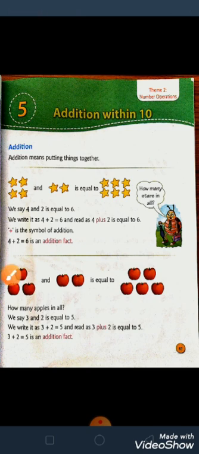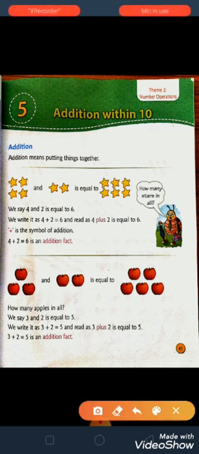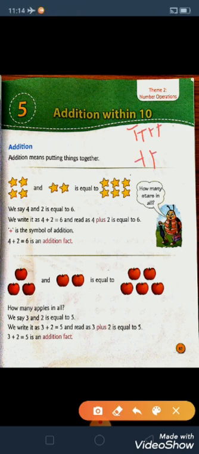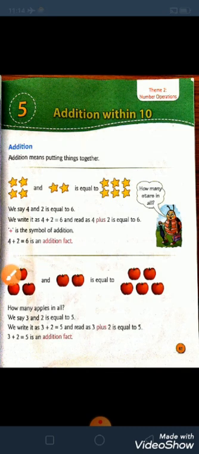All of you just do one thing. If you are feeling difficulty, you can cross lines here. Draw lines. 1, 2, 3, 4. 4 stars. After that 1, 2. Now we have to count 1, 2, 3, 4, 5 and 6. In total 6 stars. Okay. Otherwise you can do it with your fingers also. So here we write it.